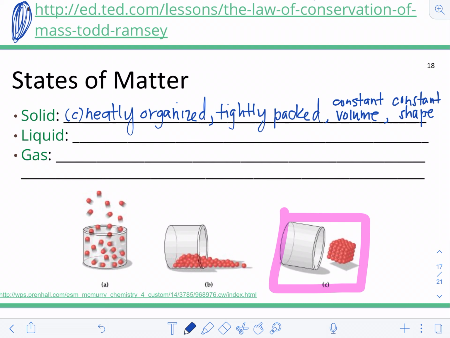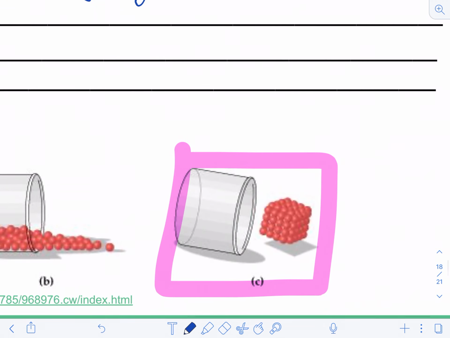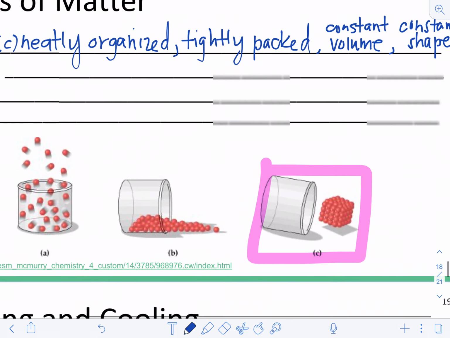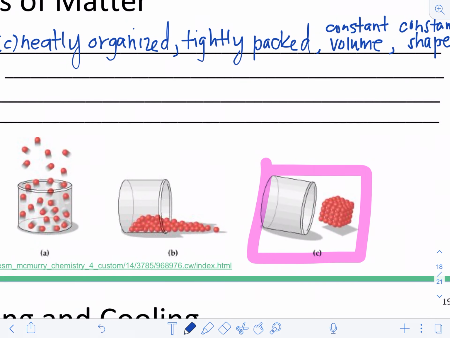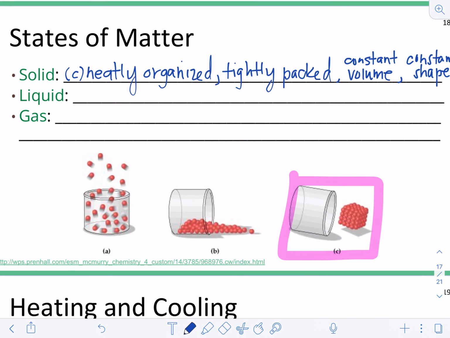Again, a solid: take a look at those particles. They are neatly organized, tightly packed. Solids have a constant volume, so if I change the environment of a pencil, either on the desk or on the floor, the volume doesn't change, and neither does the shape. So constant volume and constant shape. Let's take a look at our next state of matter, which is a liquid. A liquid is beaker B.